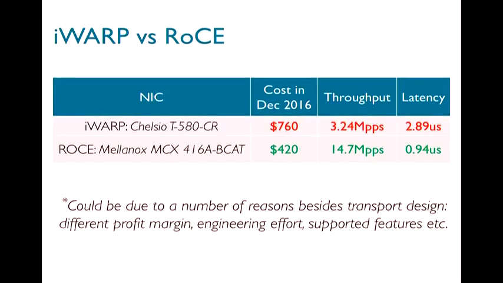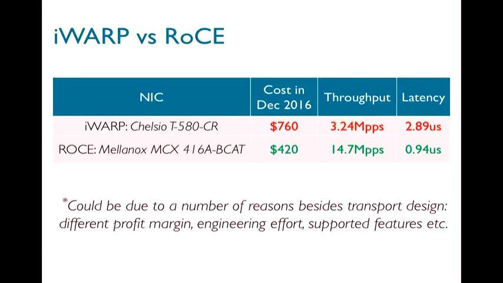So we had a very simple testbed of two machines connected to one another, and we had iWARP NICs in both machines for one set of experiments, and RoCE NICs in both machines for another. And we ran a very simple write benchmark with 64 byte messages. And we found that iWARP NICs, which also had a slightly higher cost, did result in significantly lower throughput and higher latency.